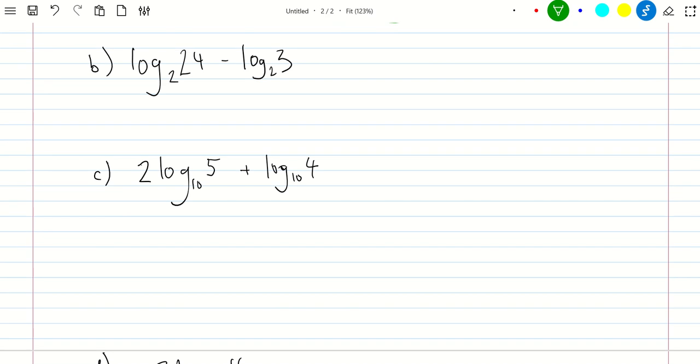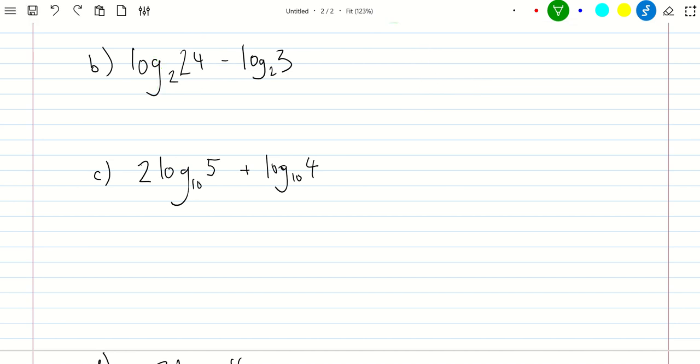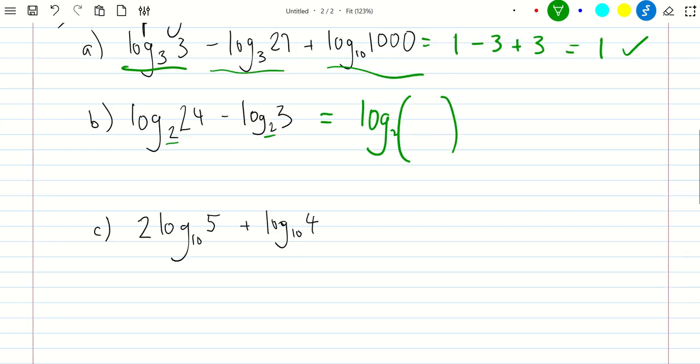We've got log base 2 of 24, take away log base 2 of 3. In this one, you'll look at that and go, well, 2 to the power of what is equal to 24? And then you go, I don't know, because it's not a clean one: 2 to the power 4 is 16, 2 to the power 5 is 32, so what is it? This is one of those where you have to do something different here. You'll notice that because they're both log base 2, we can put these two things together. If they have the same base, then we can put them together.